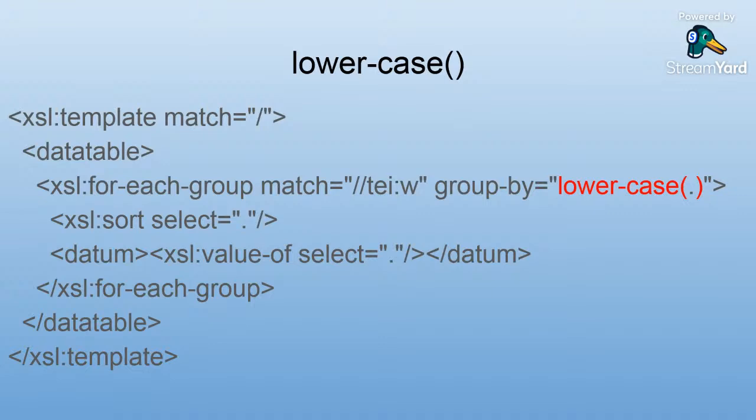So if it was a lowercase word already, it's unchanged, but if it was all in uppercase, or if it had one uppercase letter in it, that will be transformed into the lowercase version of itself. Bear in mind that what we're doing here is we're grouping by the lowercase version of these words. We're not changing the words to lowercase. So when we're saying sort by, the content is still in the original case. It's only the grouping that is done by the lowercase.